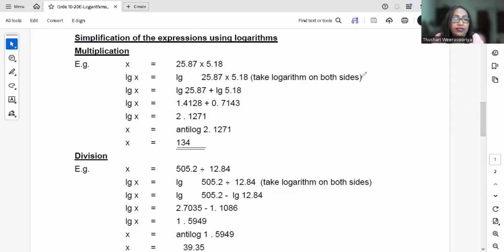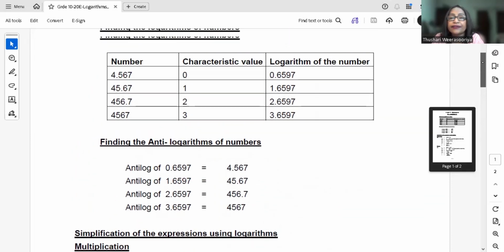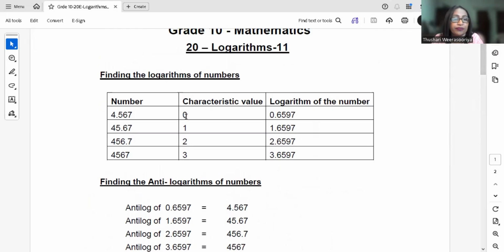When you find the logarithm of a number, as I said earlier, there are some limitations. You can go up to 4 digits. We can find the logarithm only of a 4-digit number. That is an advantage. If you get a 5-digit number, you round off and find the logarithm.